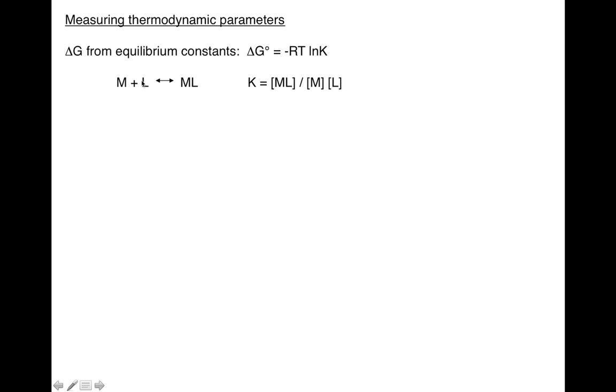But the key idea, of course, is that if, let's say, you have a macromolecule binding to a ligand, the equilibrium constant K will just be the concentration of the ligand-macromolecule complex divided by the concentration of the free macromolecule and the free ligand concentration. Okay. Now, where do we get this from? Well, there are various ways.